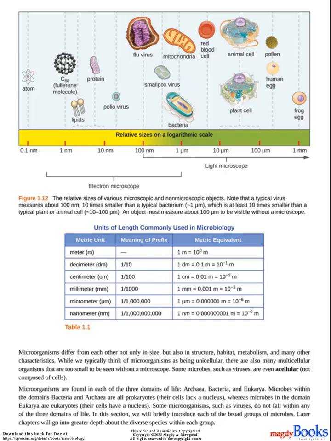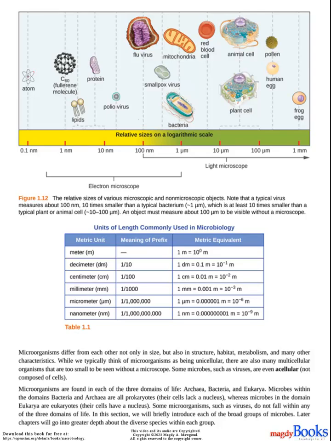Note that a typical virus measures about 100 nanometers, 10 times smaller than a typical bacterium, approximately 1 micrometer, which is at least 10 times smaller than a typical plant or animal cell, approximately 10 to 100 micrometers. An object must measure about 100 micrometers to be visible without a microscope.